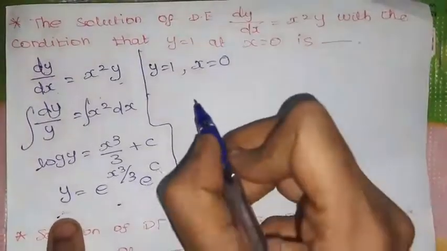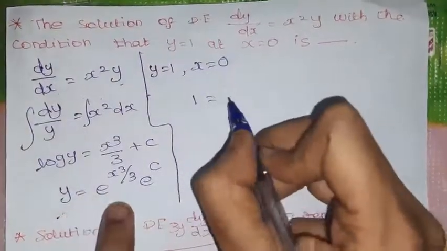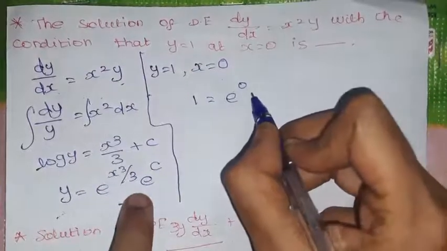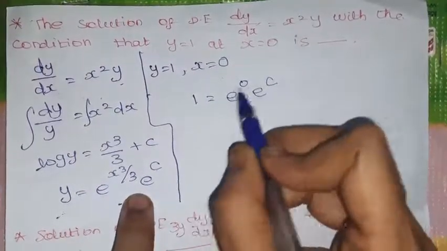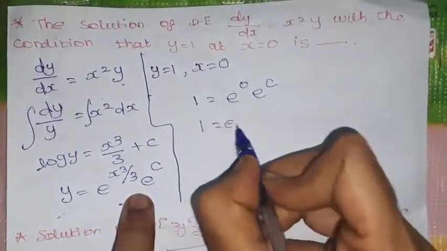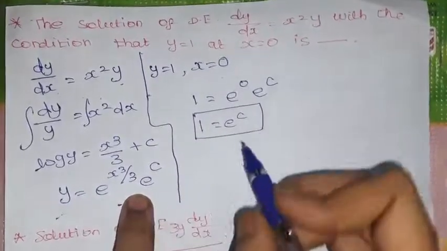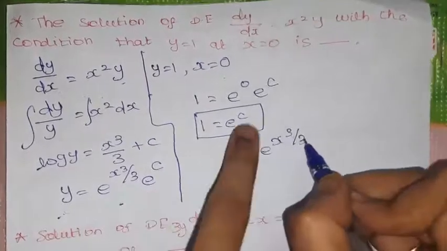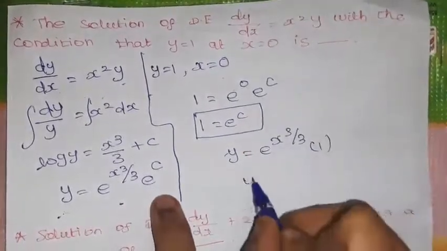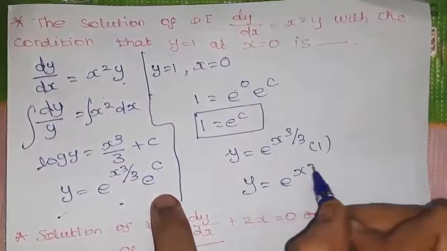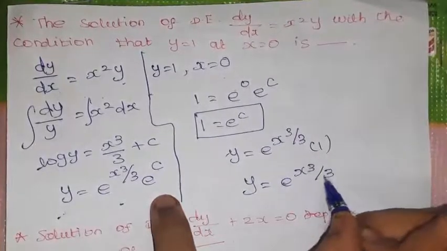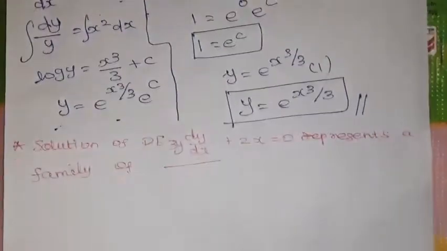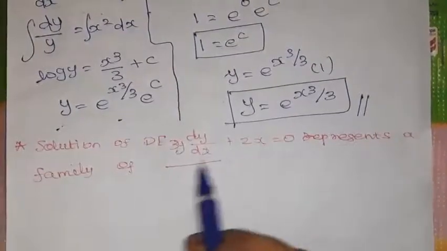Then what is y equal to 1 at x equal to 0? So x equal to 0, e power 0 by 3, then e power c. So e power 0 is nothing but 1. What is e power c now? E power c equals 1. So substitute here, y equals e power x cube by 3 into e power c, with the value of e power c as 1. Then what is the solution? Y equals e power x cube by 3. So this is the solution for this type. Then we'll move on to the next one.